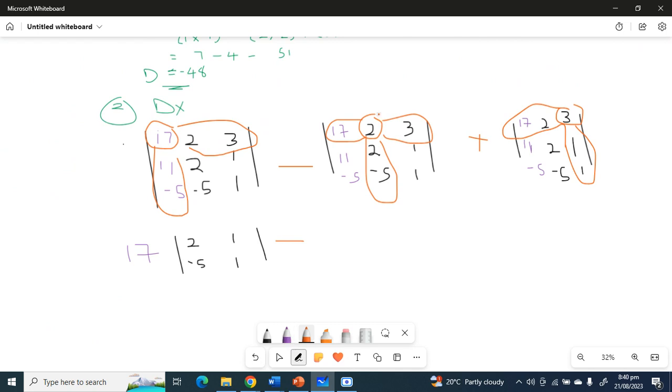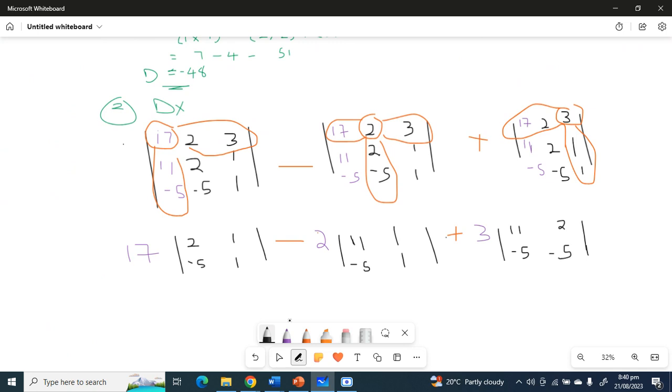Minus, then we circle this 2 here, so we're going to say 2, then open bracket, the matrix. Here we have 11, negative 5, 1, 1. I say plus, here we have 3, then we put our matrix here. So here we have 11, negative 5, 2, negative 5.